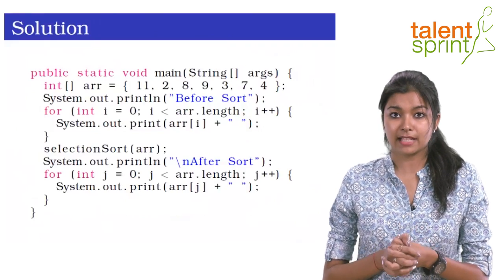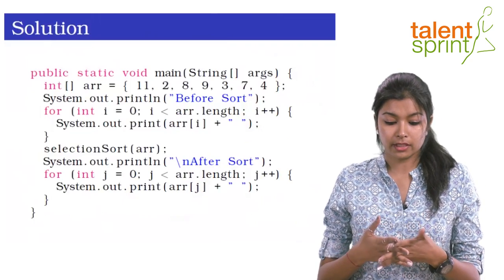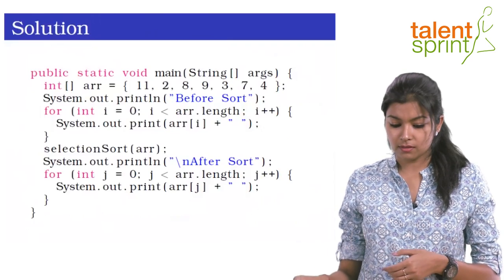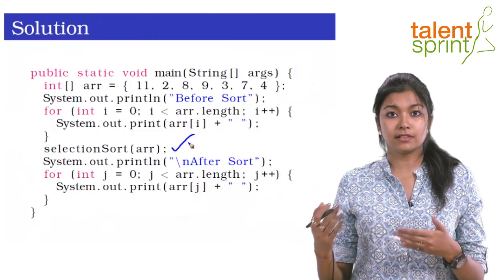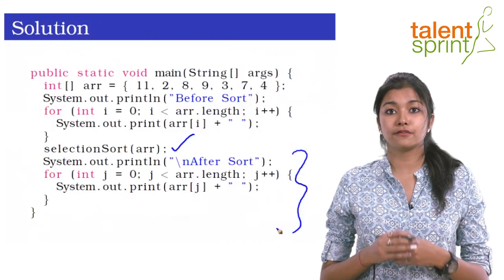So now in the main, as you see, we have used the same array that I just used as an example for you. And first off, we are printing the array before sorting. So we are using a for loop to print the array. Then we are calling our function selection sort and passing the array to it. And then after the function is called, we are again printing the sorted array using the last for loop.